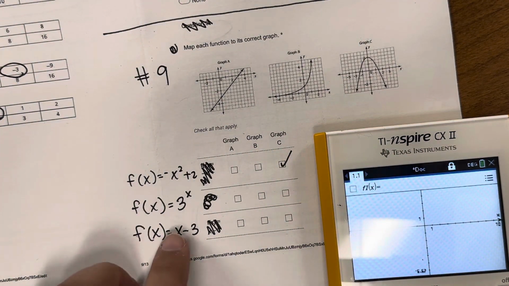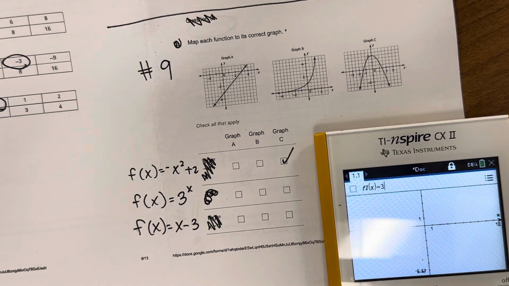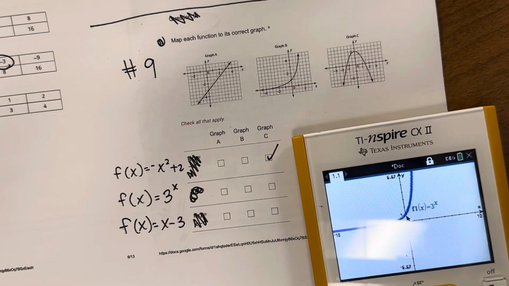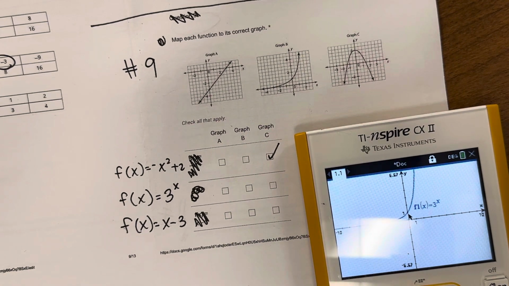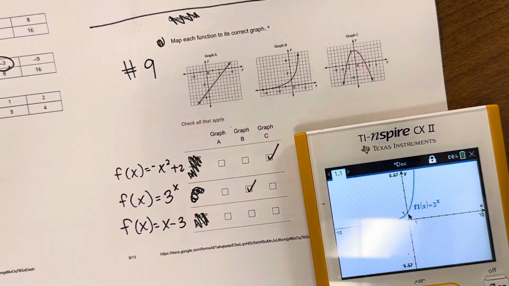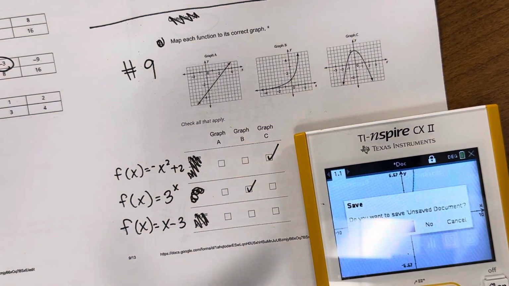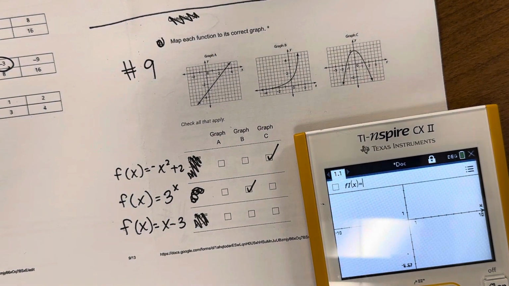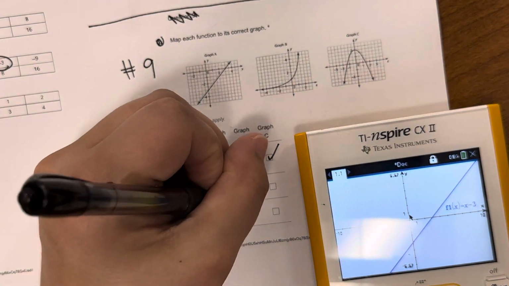I'm going to do the same thing with the next function. I have 3 to the x power. I hit enter. Oh, it gives me an exponential graph. So that is graph B. Last but not least, we already know which one this has to be, but I'm still going to show you. If I add this graph on my calculator, I would have x minus 3. And it gives me a straight line, a linear graph. That is graph A.